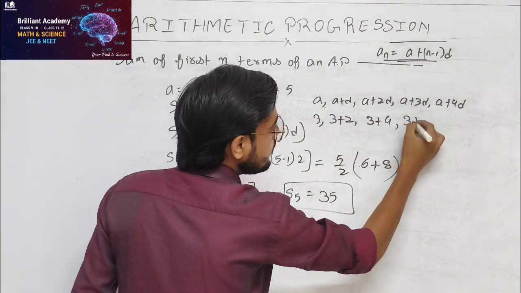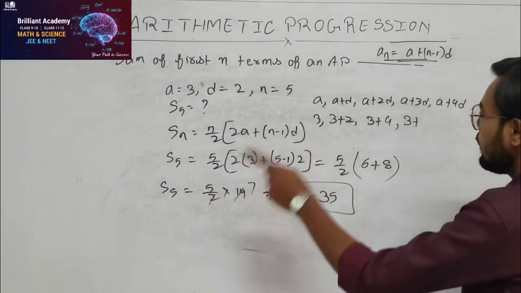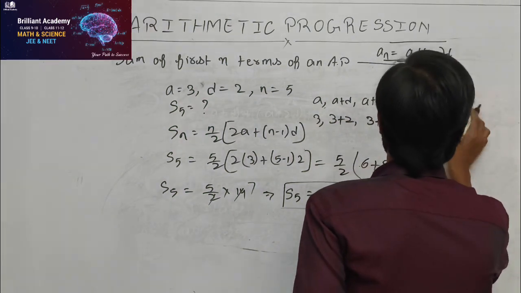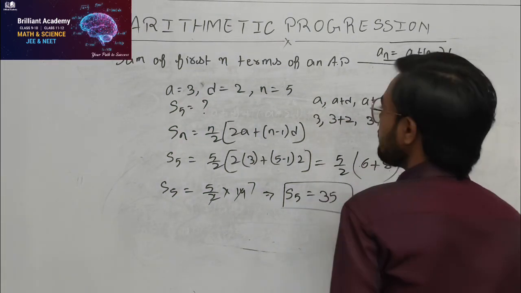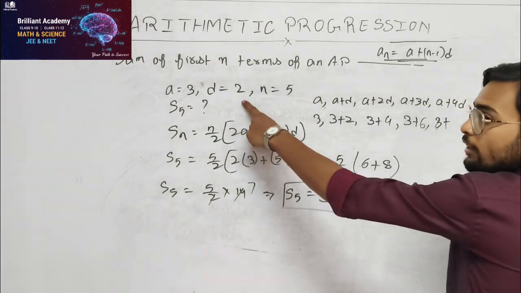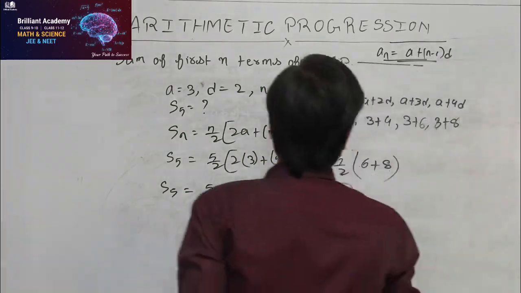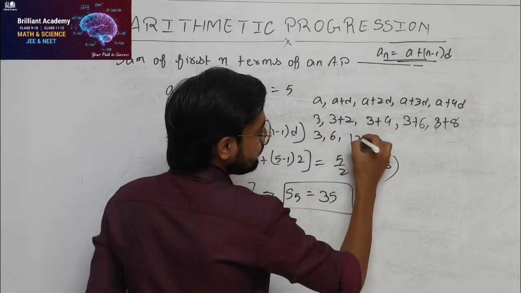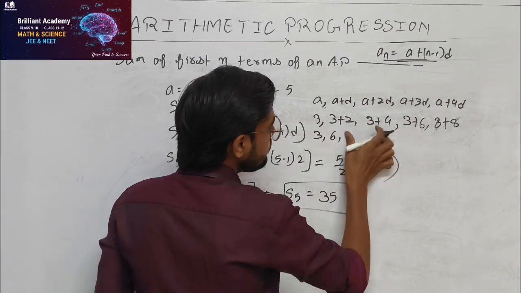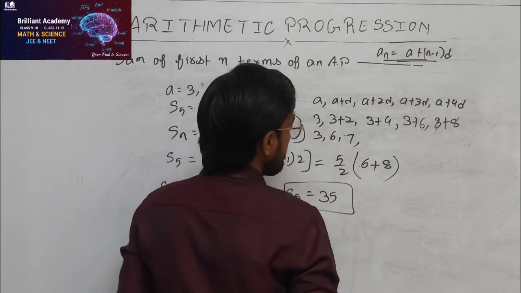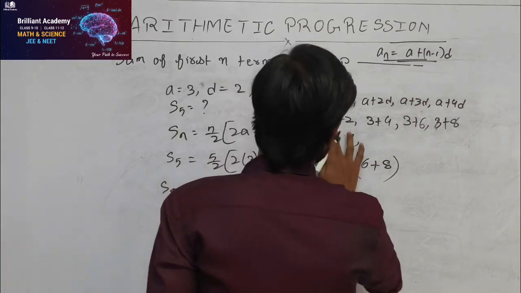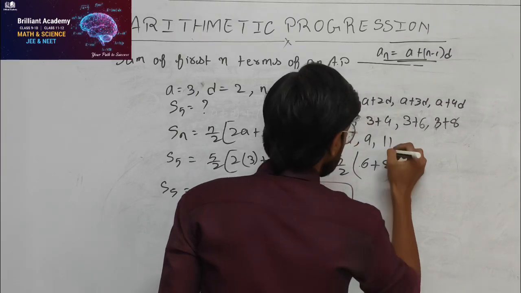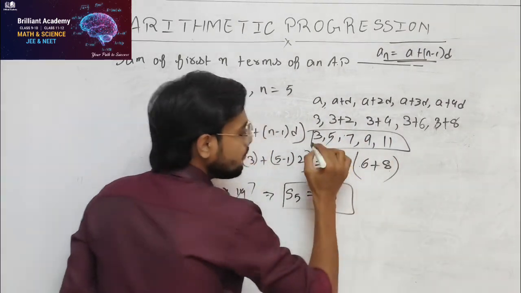Then a plus 3d. a is 3. Now 3d is what? d is 2, so 3 times 2 is 6, and 3 plus 6 is 9. Okay, now a plus 4d. a is here 3 plus 4d, where d is 2, 4 times 2 is 8, and 3 plus 8 is 11. So our AP is 3, 5, 7, 9, 11. So this is my AP.